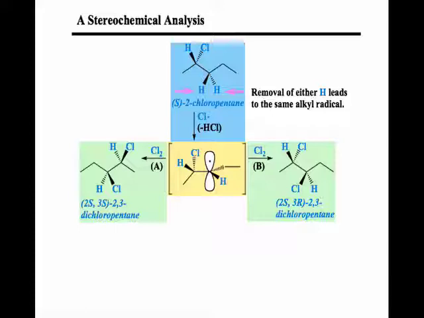The second center wasn't changed. I got confused there for a second. But we have now a new chiral center, and anytime we have two chiral centers, we have diastereomers, right? And so we can generate either 2S,3S-2,3-dichloropentane or 2S,3R-2,3-dichloropentane.